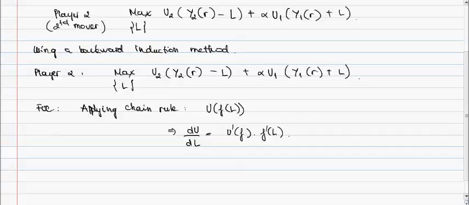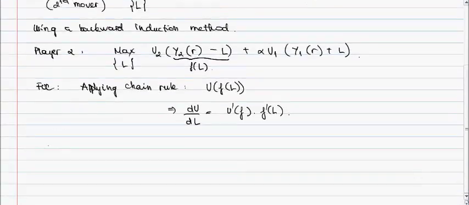So what we do here is differentiate the whole utility function with respect to everything inside the bracket, and then multiply by the differential of everything inside the bracket with respect to L. We apply exactly the same thing here, treating everything inside the bracket as an f of L. When we differentiate, it becomes U2 dash, the differential of the utility function with respect to everything inside the bracket, keeping the bracket contents the same, and then we multiply by the differential of the function inside the bracket with respect to L.